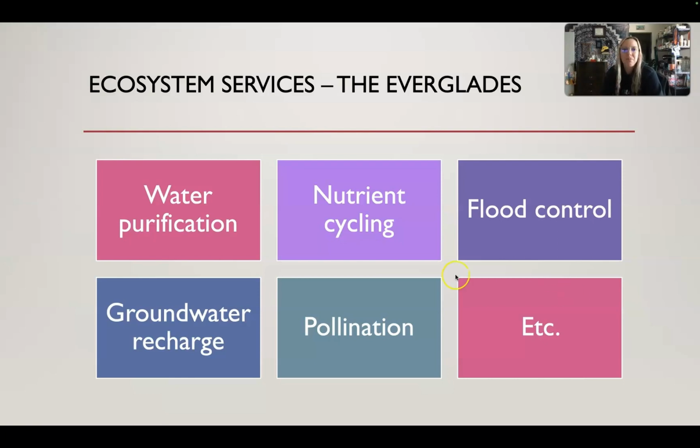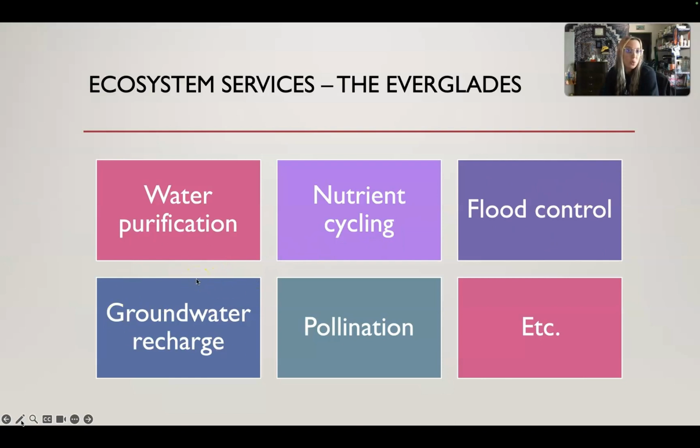Water purification. This is actually really fascinating. It can take salty water and make it a bit more fresh and purify it from bacteria and things like that. Nutrient cycling, flood control, and this is frankly a very, very big aspect of the Everglades. Florida gets hit with hurricanes pretty often. It's a very moist area. It gets a lot of rain, very tropical in a sense. You can kind of think of it that way. And so the Everglades really help with flood control.